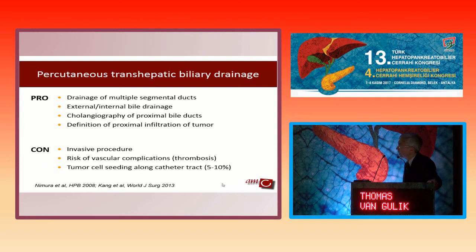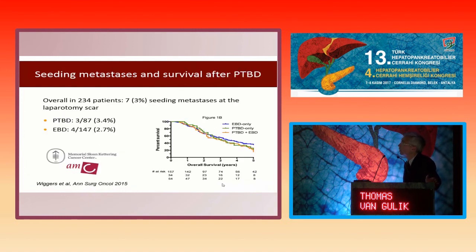There is risk of vascular complications, thrombosis, something we see, and tumor cells seeding along the catheter tract, which has been reported. Well, I don't think that is an argument not to do PTBD, because that is something which has been reported in the Japanese series, but in the Western series we haven't seen that so much.